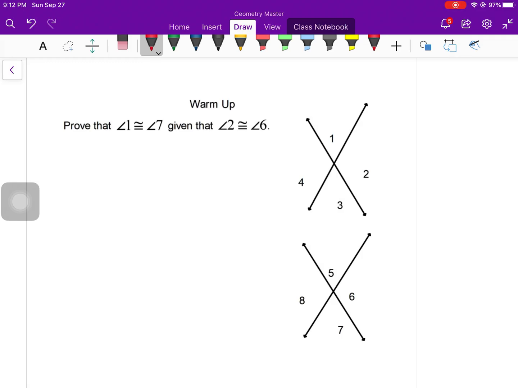I'm going to have you pause the video and try to work through this warm-up. If you get stuck, that is okay. This is a very challenging problem to start off with. Then you can unpause the video and see how it's done.